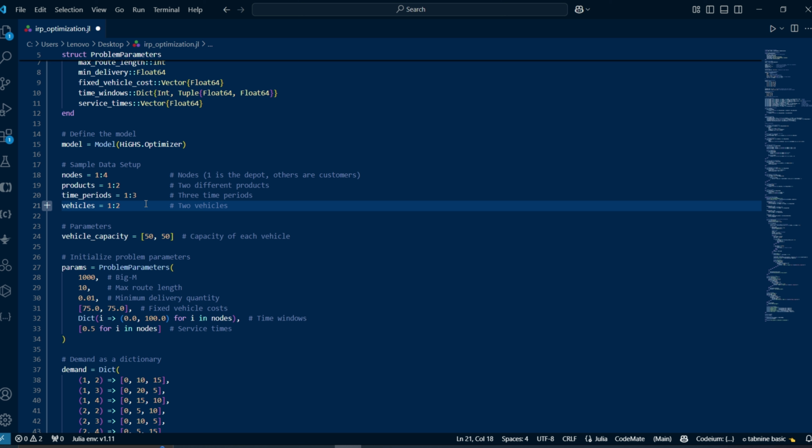Finally, we specify the parameters for the model, and vehicle capacity is set to 50. That means each vehicle has a maximum capacity of 50 units. And we initialize the params structure. Here you can see the values for big M, the maximum route length, the minimum delivery quantity, fixed vehicle costs, time windows for deliveries, and service times for each node.